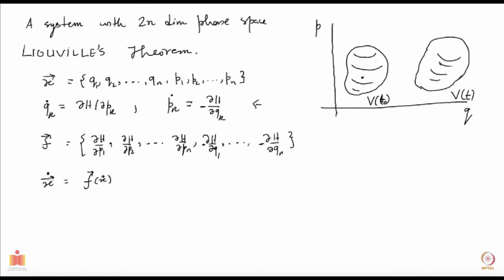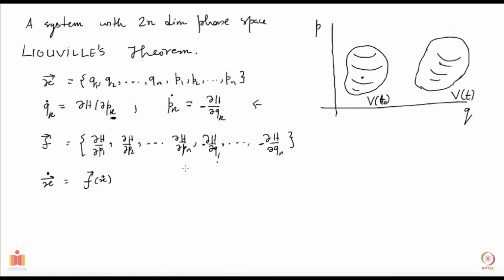Right? So if I look at, for example, what is x1 dot, it will be f1, which is delta h over delta p1. And what is x1? It is q1. So q1 dot should be delta h over delta p1, which is correct, which is what you have here. And let's look at this one.